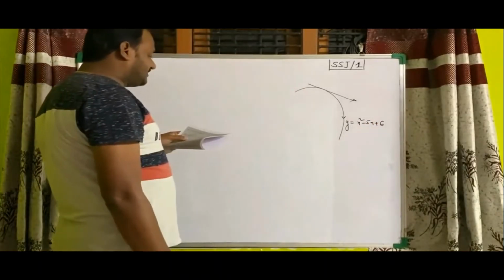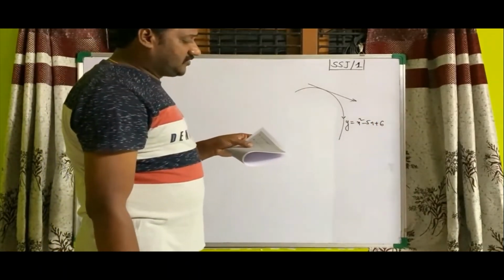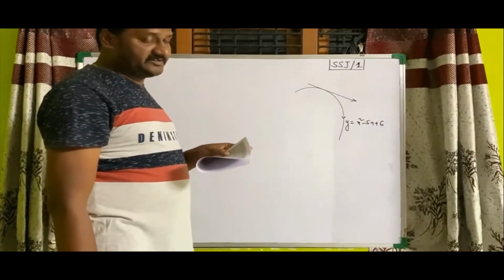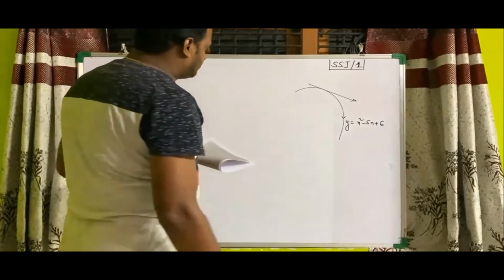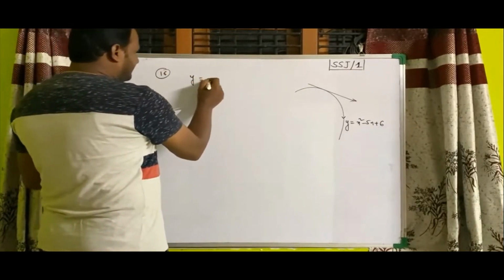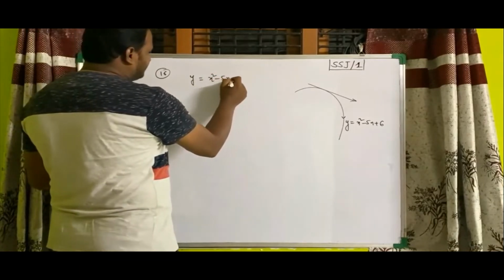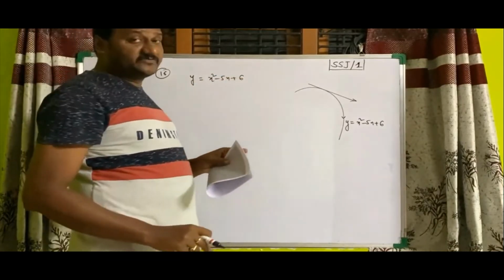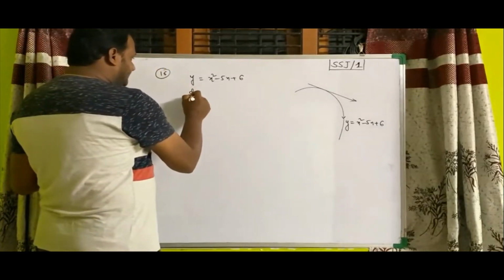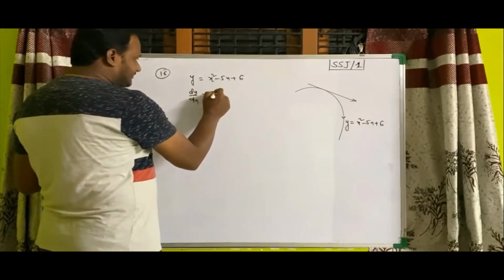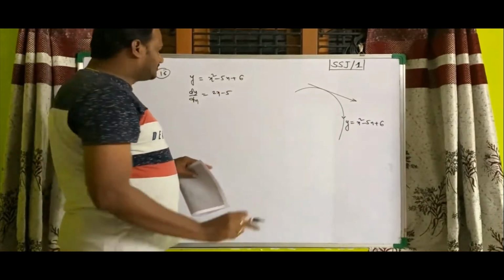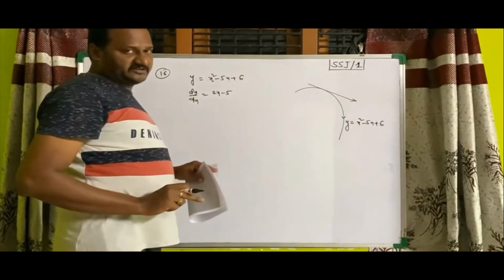Now you need to find out the angle between the tangents to the curve y is equal to x square minus 5x plus 6 at 2 points 2 comma 0 and 3 comma 0. So first of all, the given function is x square minus 5x plus 6. In order to find the slope of tangent to the curve, I am going to find dy by dx. That is x square derivative 2x, 5x derivative is 5. So this is what slope of tangent to the curve.